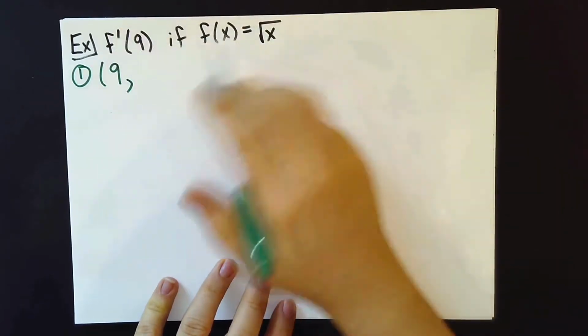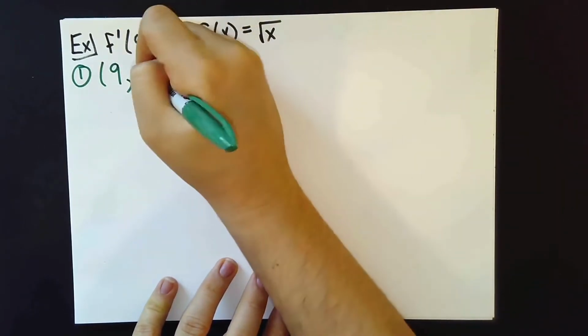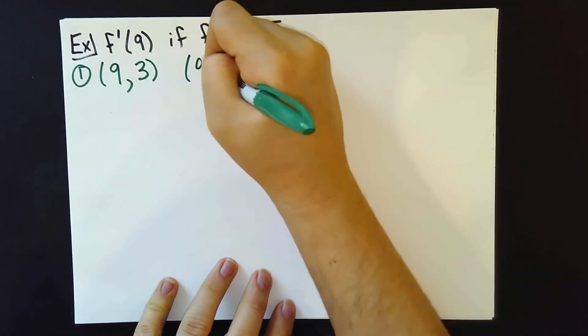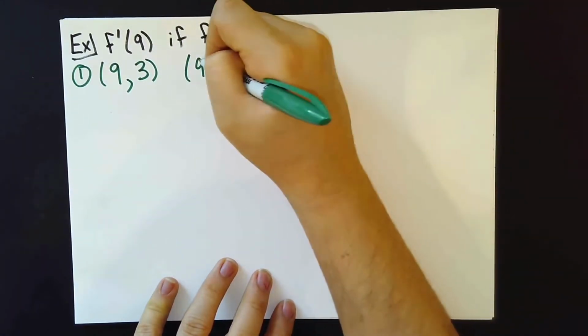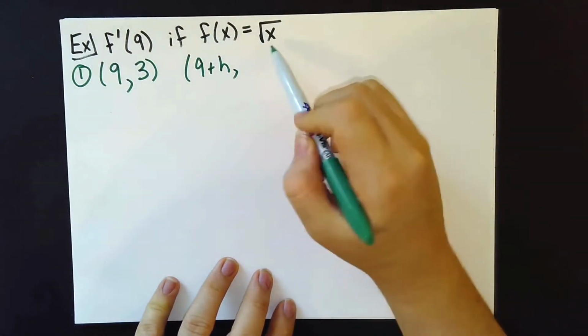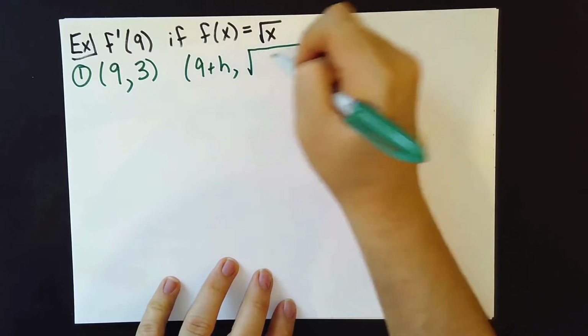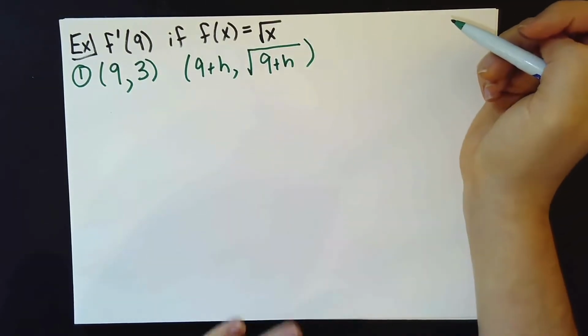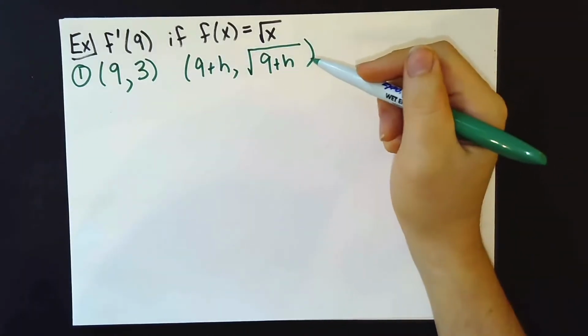So 9, comma, and then f of 9 would be 3. And then 9 plus h, comma, and then f of 9 plus h, that's just going to be the square root of 9 plus h. Okay, so nothing too messy so far.